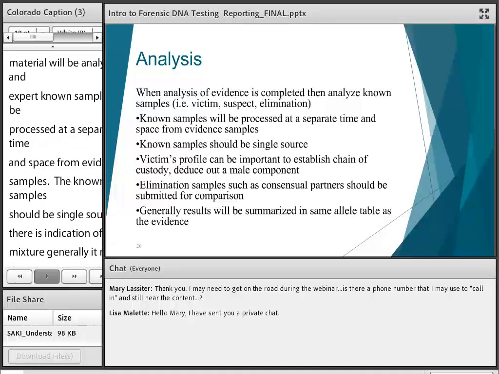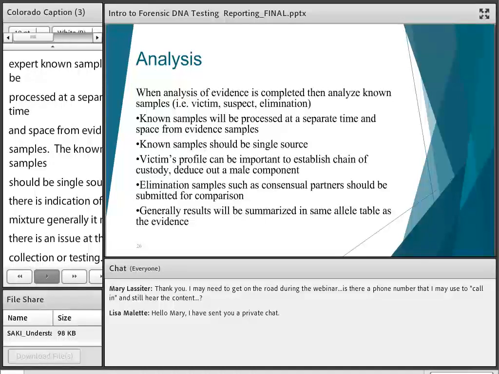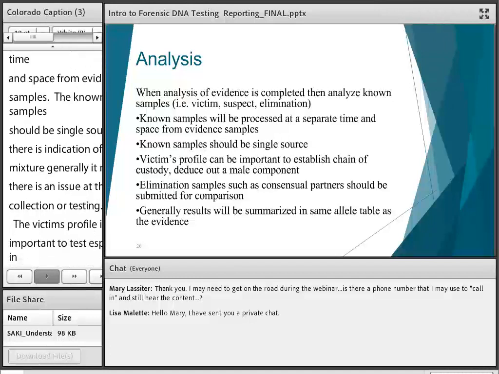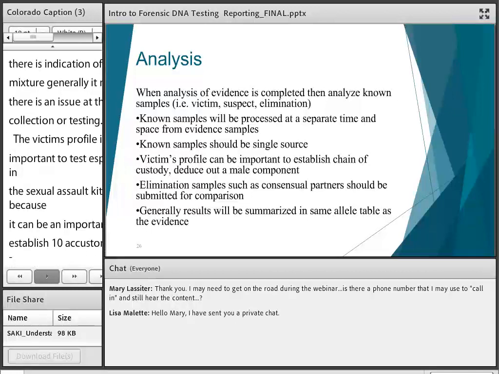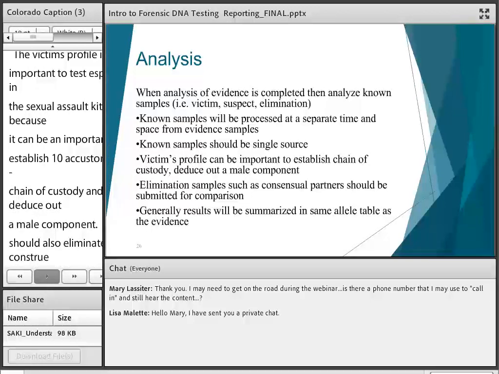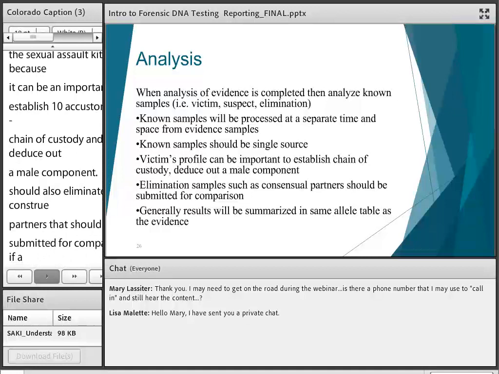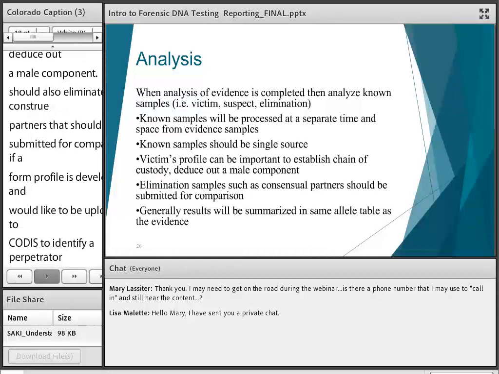The victim's profile is important to test, especially in these sexual assault kits, because it can be important to establish chain of custody and also help deduce out a foreign or male component. And elimination samples, such as consensual partners, should also be submitted for comparison, such that if a foreign profile is developed and would like to be uploaded into CODIS to help identify a possible perpetrator, just want to make sure that the DNA profile doesn't possibly belong to a consensual partner. So the collection of elimination samples can be critical for that process.